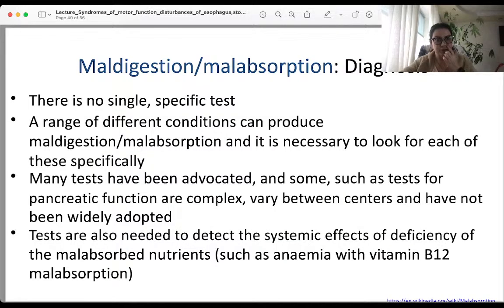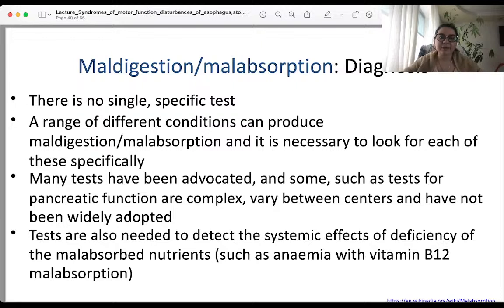Diagnostics of maldigestion and malabsorption. There is no single specific test. A range of different conditions can produce maldigestion and malabsorption, and it's necessary to look at each of these specifically.